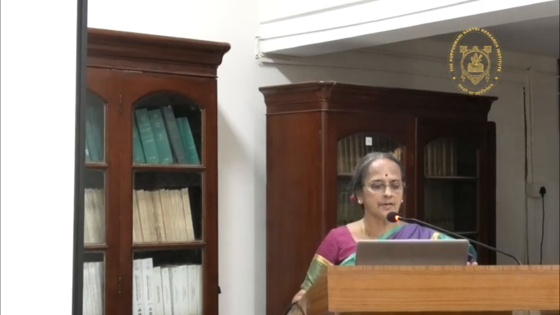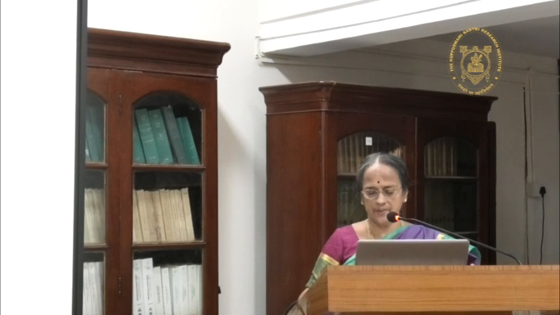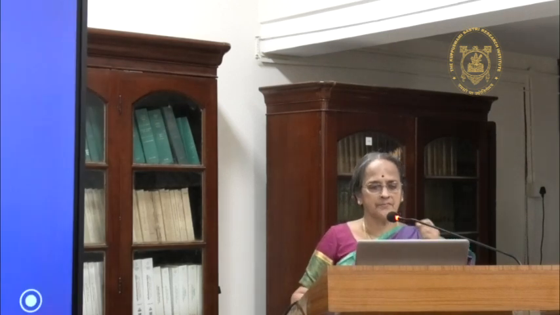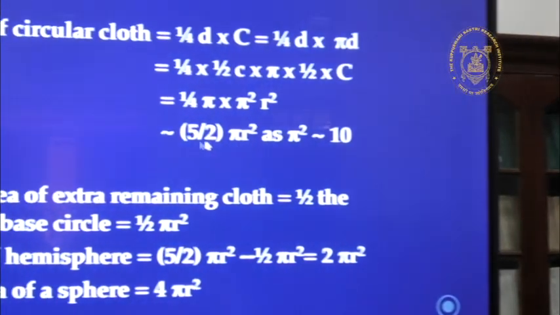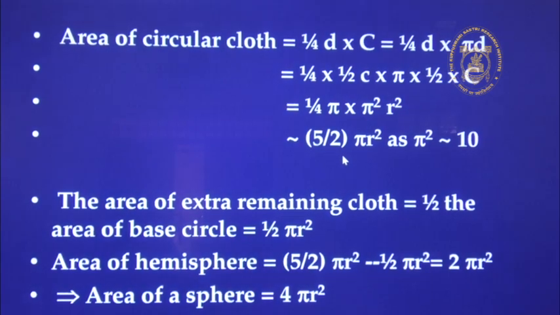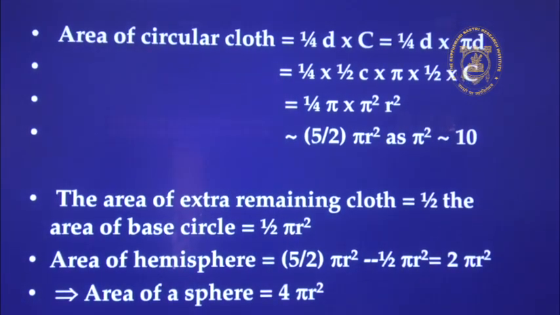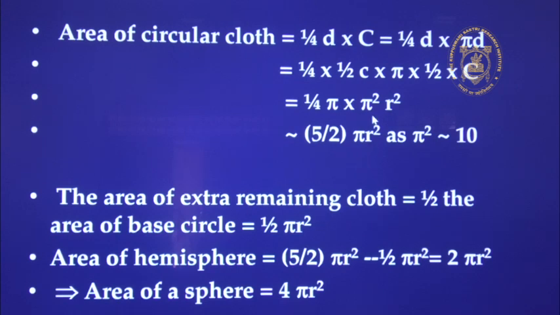Then you cover this hemisphere with the circular cloth, and if you cover it, a little bit of cloth is left over, like the pleats of the sari. The area of this circular cloth with diameter pi r by 2 comes to 5 by 2 pi r square. Because a little bit of cloth is left over, that is equal to half pi r square. Subtracting this, the surface area of the hemisphere alone is 2 pi r square. The area of the sphere is 4 pi r square.